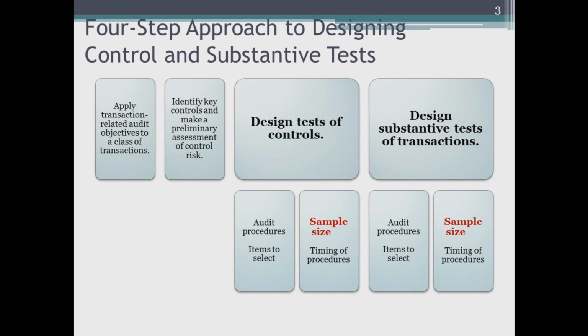And what's the relationship between controls, tests of controls, and substantive tests of transactions? If we have highly effective controls, what are we going to do?